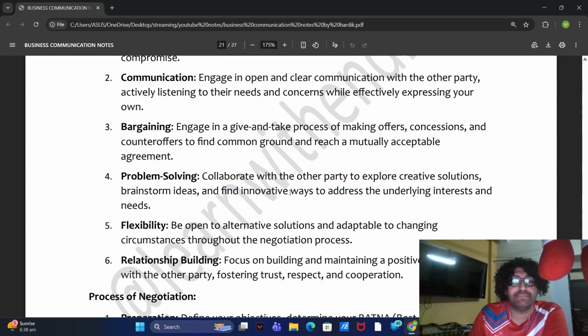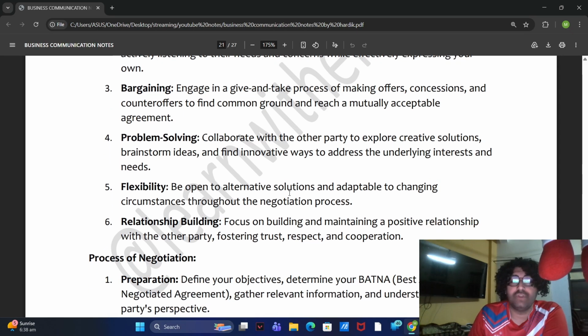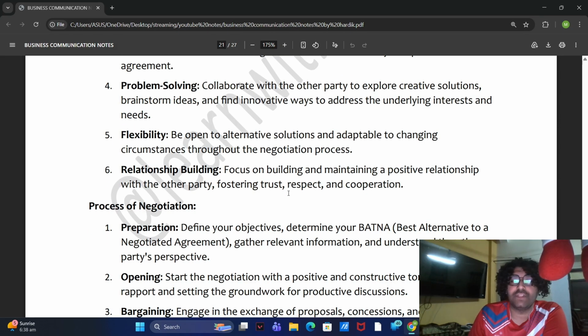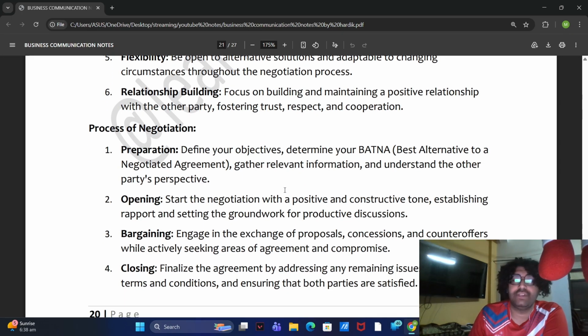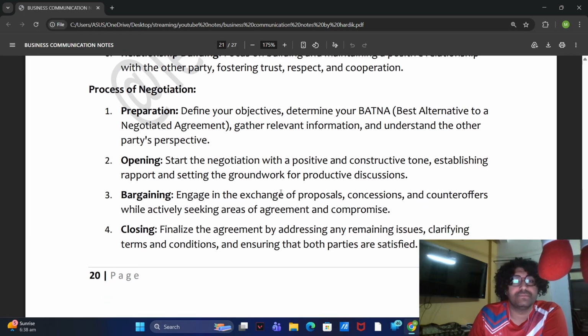reach mutually accepted agreement. Problem solving. Collaborating with other parties to explore creative solutions, brainstorm ideas, and find innovative ways to address the underlying interests and needs. Flexibility. Be open to alternative solutions and adaptable to changing circumstances throughout the negotiation process. Relationship building. Focus on building and maintaining a positive relationship with the other party, fostering trust, respect, and cooperation.